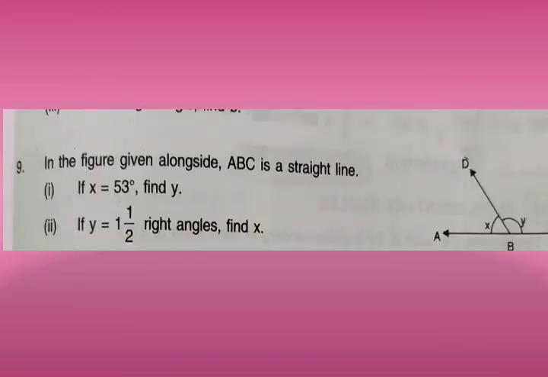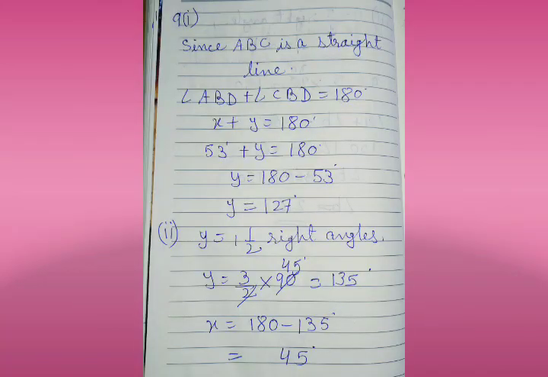Now next, question number 9. Subpart 1. Since ABC is a straight line, angle ABD plus CBD is equal to 180 degree. X plus Y. ABD is what? X, and what? CBD is Y. So X plus Y is equal to 180, and so Y is equal to 180 minus 53. This is equal to 127.